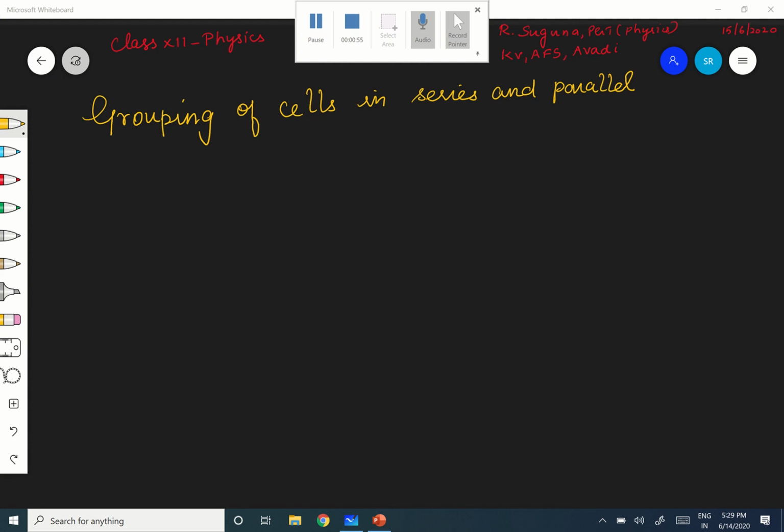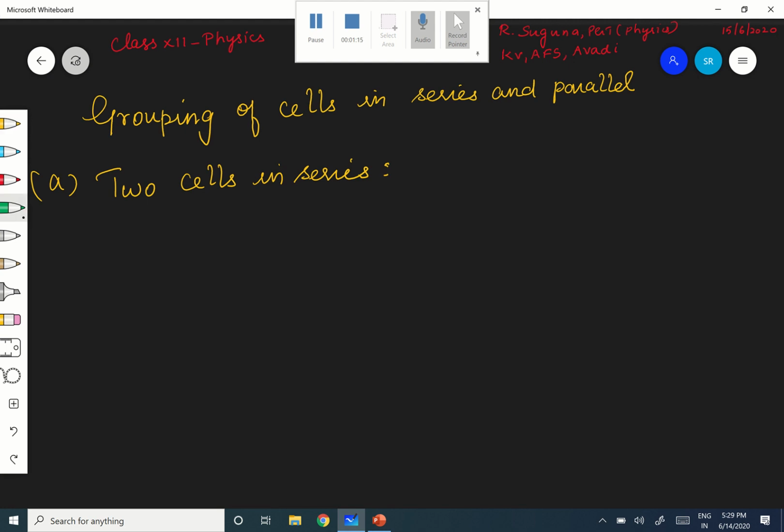Okay, to start with, first one is two cells. I am going to consider only two cells. Okay, simplest one. Then that can be generalized to many cells also, n number of cells. Okay, two cells in series.